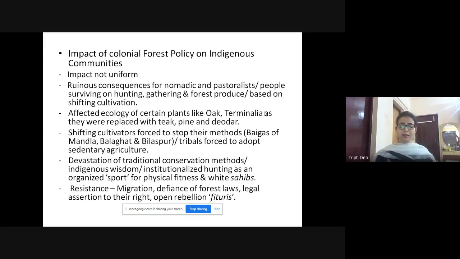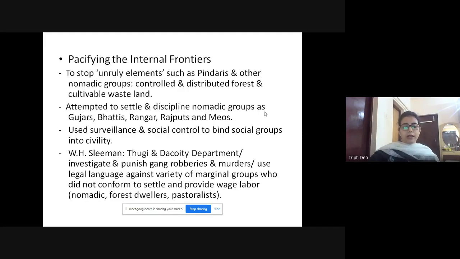There was also resistance. It wasn't that we were passively facing all of this from the British. There was resistance, there was migration, defiance of forest laws, legal assertion of their rights. There were also open rebellions by people in the forest and around. They were called Fituris.